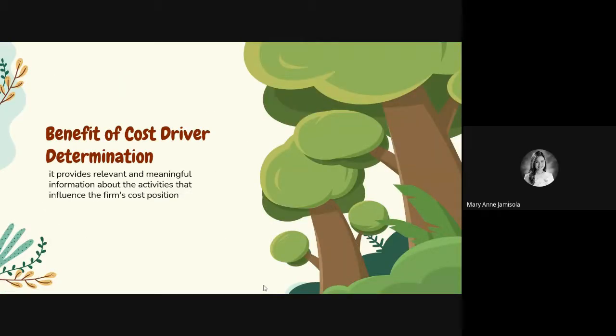The chief benefit of cost driver determination is that it provides relevant and meaningful information about the activities that influence the firm's cost position. This information may be used to improve the firm's cost position. A company that wants to manage its costs needs to determine and analyze their causes. And what are these causes? These are our cost drivers. Using the cost driver approach, accountants and managers look for the events and activities that cause the costs.